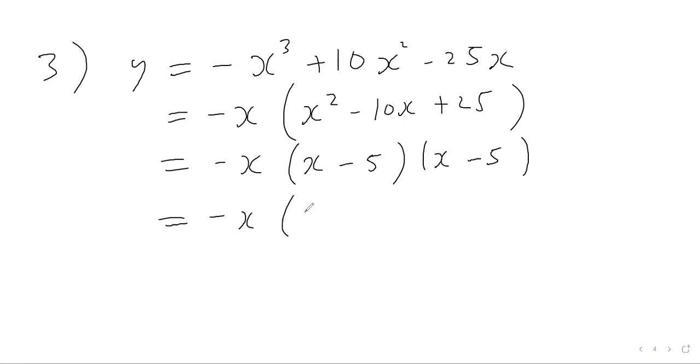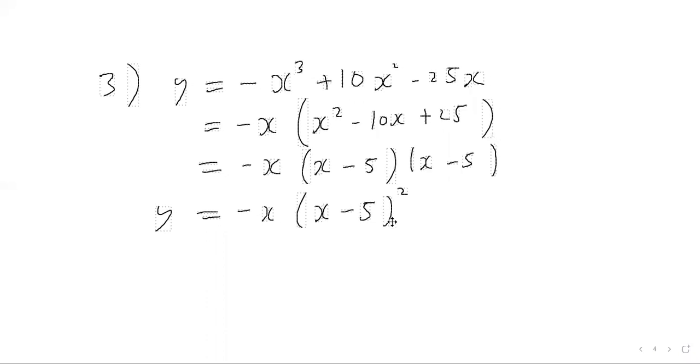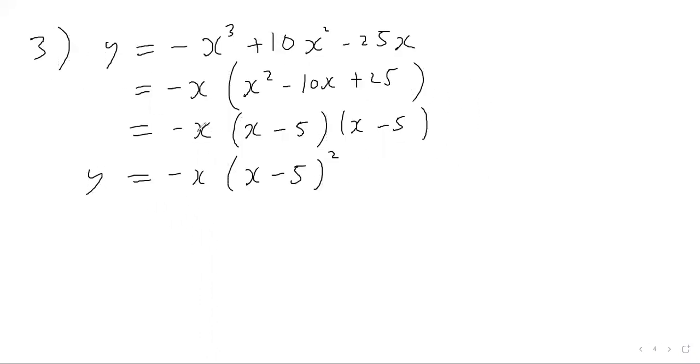I can actually write it a bit more neatly like this: -x times x minus 5, all squared. Okay, so how are we going to sketch this graph? The key thing to realize here is that we only have 2 roots with this one. So we have 2 roots instead of 3.